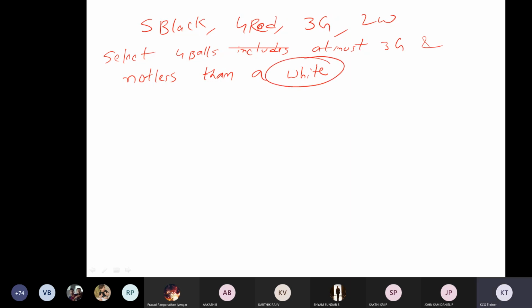Very difficult, okay? Knowingly I've given a difficult condition. We have to select 4 balls. We should have maximum 3 green, and not less than a white. What do you mean by not less than a white? No white ball should come, sir. No white ball should come. So you have to select totally 4 balls. We should not have any white ball, but it should have maximum 3 green.